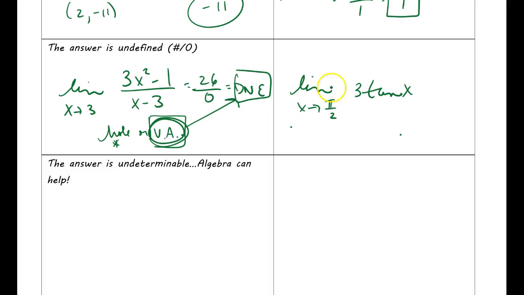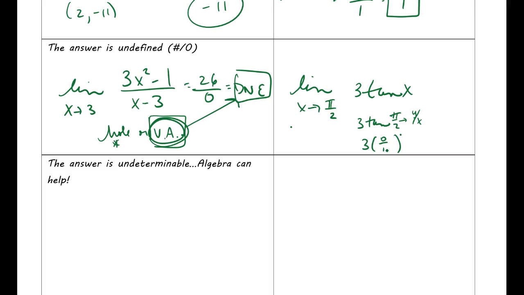Okay, so let's pretend that you're asked to find the limit of 3 tangent x as x approaches pi over 2. Well, with trig, you try direct substitution, and what's going to happen is you're going to plug in pi over 2 and you're going to get 3 times... Okay, let's try to remember this. The tangent is the y over the x. So at pi over 2, what is the y over the x? Well, that would be 0 over 1.